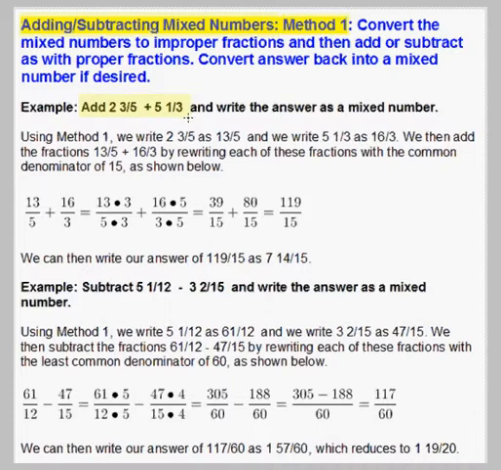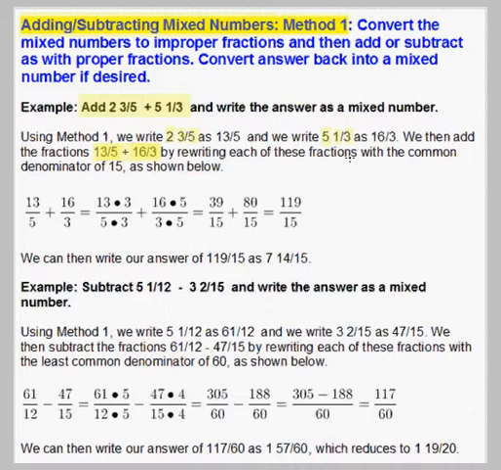The first thing we have to do is turn each of those mixed numbers into improper fractions. If you remember, we take the whole number times the denominator and add the numerator, and place that result over the denominator. So 2 3/5, we take 2 times 5 is 10. We add 3, and that makes 13/5. For the second mixed number, 5 1/3, we take 5 times 3 is 15, and we add 1, and that makes 16/3. So our new problem is 13/5 plus 16/3.